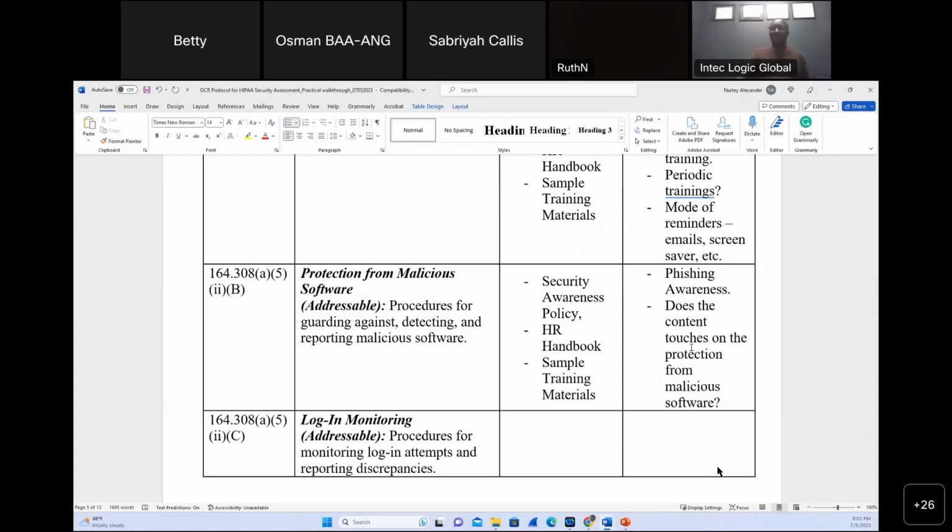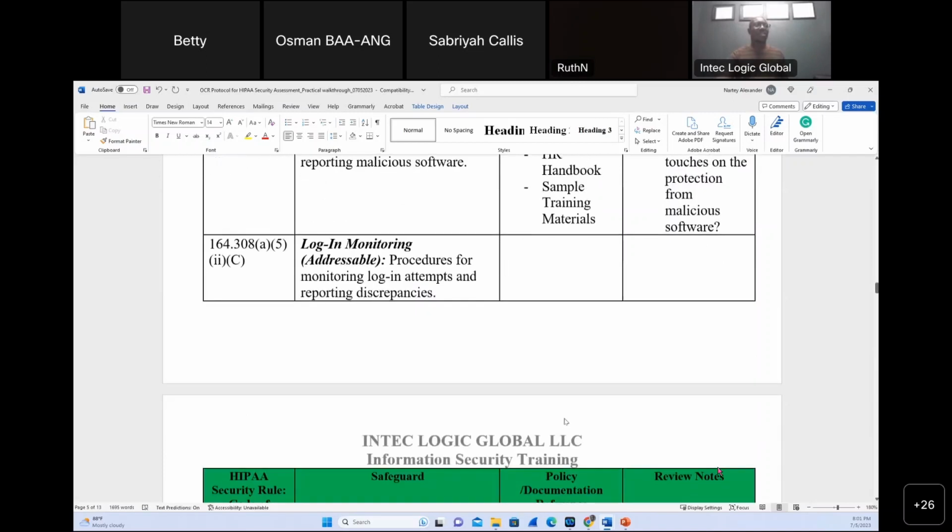Good. The next one is login monitoring. This is still about training, right? It's still under the workforce training. So what document are we talking about here? What do we want to see here?